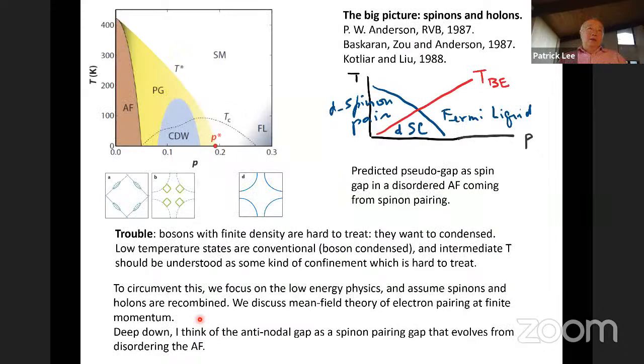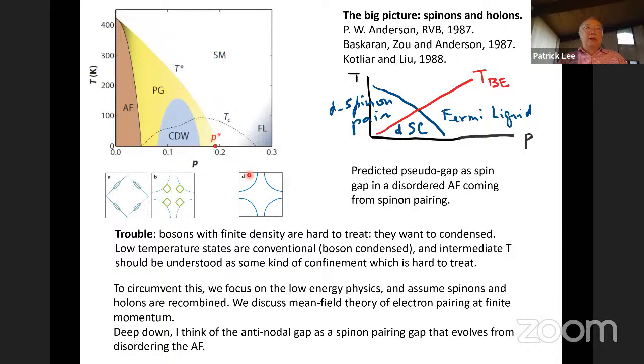Okay, so before I launch into the main part of the talk, let me step back and give a big picture of what this is. This is the phase diagram I stole from Louis Taifer's review article: anti-ferromagnet, a pseudo-gap, superconductor, and some charge density wave.